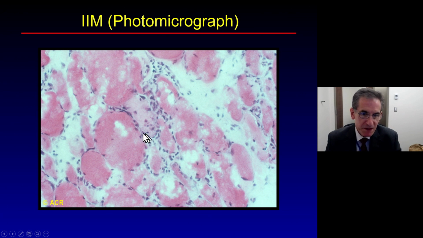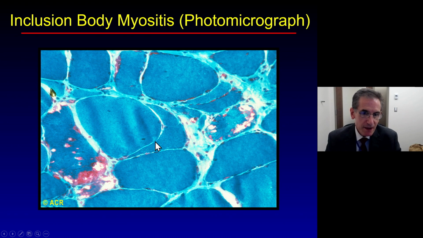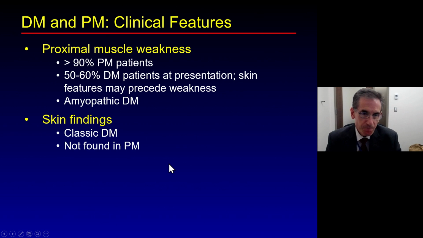This is an example of someone with inclusion body myositis. This person has inflammatory myositis with a very profound amount of inflammatory cells within or around muscle fibers. But in this patient with inclusion body myositis, you notice that there's a paucity of inflammation and these vacuoles here, which are characteristic of this disorder.